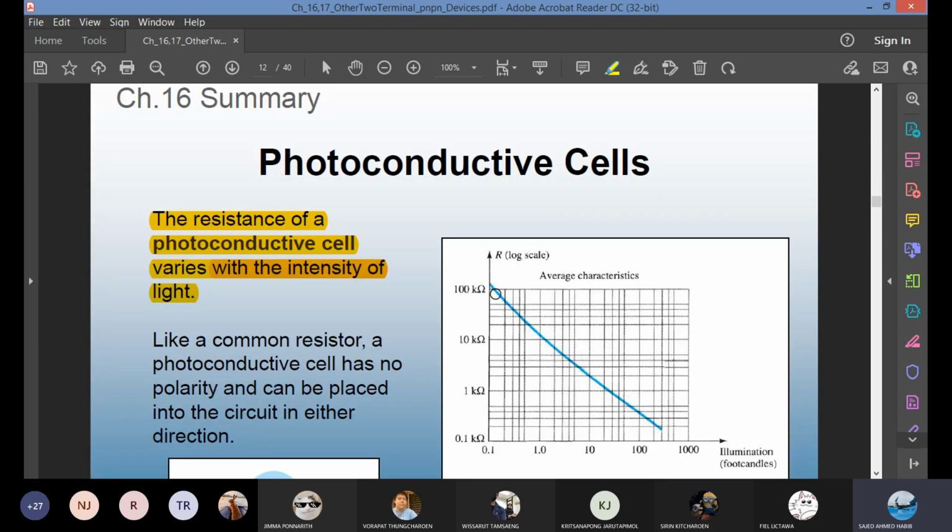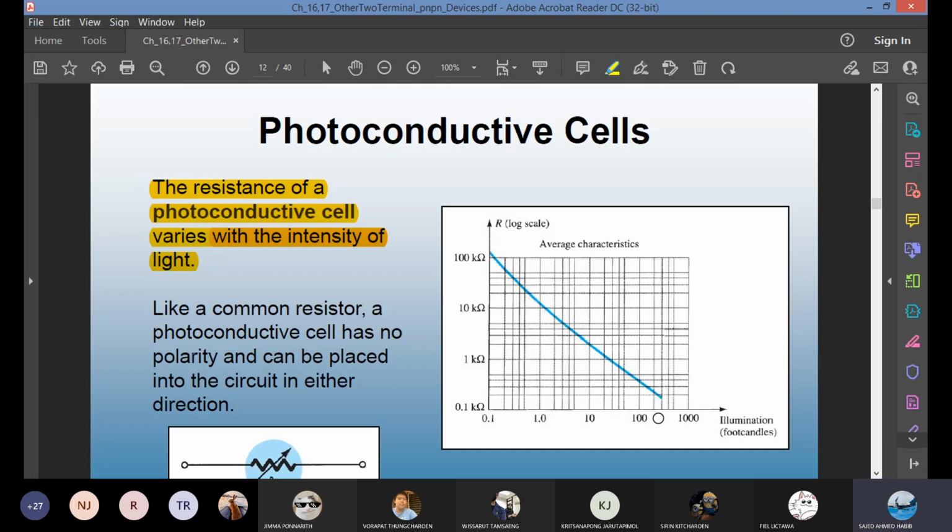Is this a positive slope or a negative slope? As you can see, this is a negative slope, linear but negative. Looks like this is a log-log graph. The y-axis is log of base 10. The x-axis also appears to be a log of base 10. Illumination means the strength of the light, how strong it is, starting from 0.1 foot candle to 1, 10, 100, 1,000. So yes, it's progressing in a logarithmic fashion.